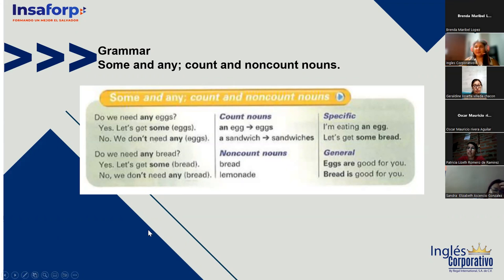But when you give an answer, if that is positive, you will be using some. If that is negative, any, okay? Okay, good. ¿Tienen preguntas acerca de esto? ¿Cómo utilizar some and any? Or about count and no count nouns? Do you have questions? ¿No? ¿Ya lo podemos usar? ¿Podemos hacer un diálogo? ¿Tiene una pregunta alguien? Please let me know.